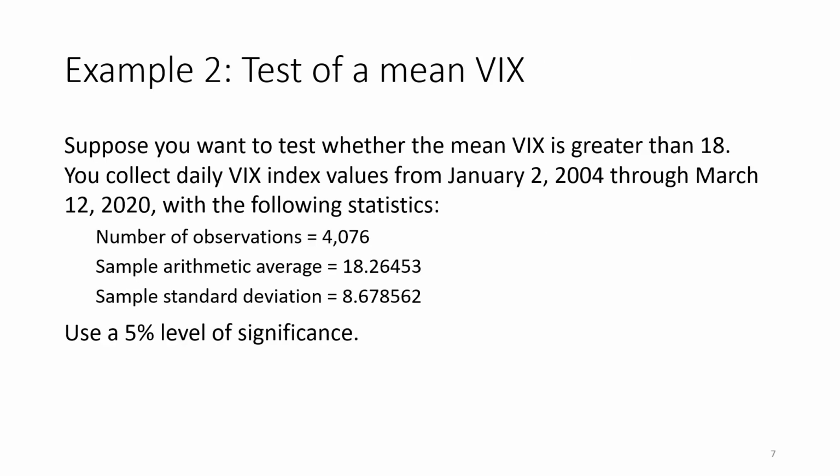So let's take a look at another test. Here we're talking about the VIX. What we want to do is test whether the mean VIX is greater than 18. We collect the daily VIX index values from 2004 through March 12, 2020, and we have calculated values of average of 18.26453 and a sample standard deviation of 8.678562. And we want to test whether that mean is different than 18. And in fact, we want one-sided because we're asking whether it's greater than 18. We have a 5% level of significance.